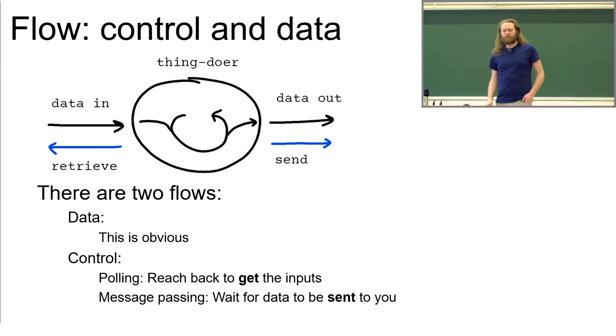The other way is to do it with message passing. Somebody sends you the data, so it comes to you as part of a message. So you're passively listening for the inputs, and you're actively sending the outputs instead. So that gives us two ways: we can either align the control flow with the data flow with message passing, or we can kind of contraflow it with polling.